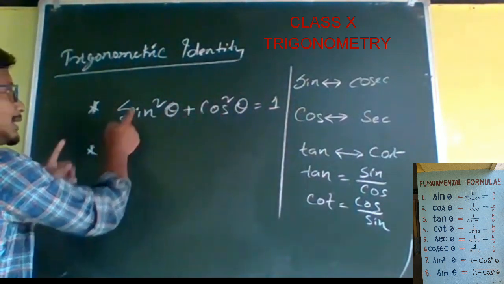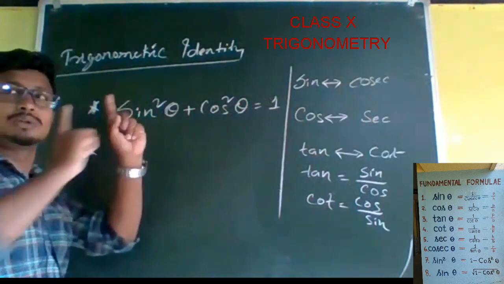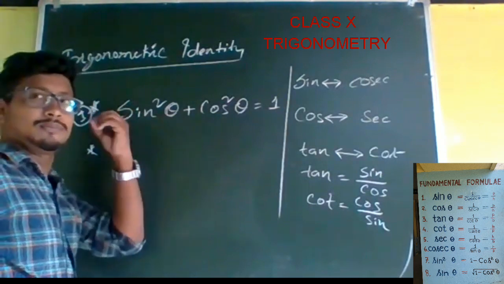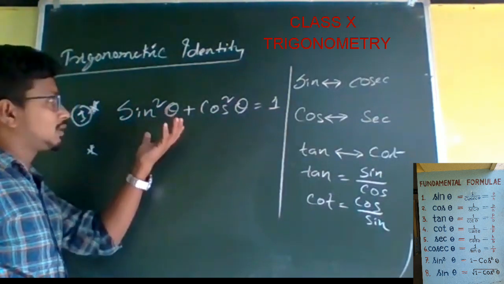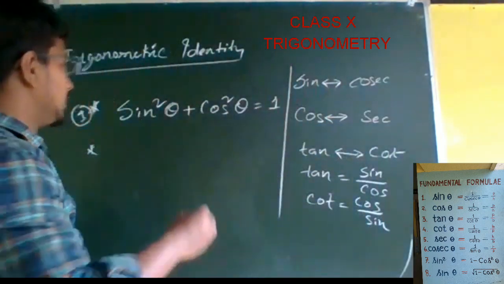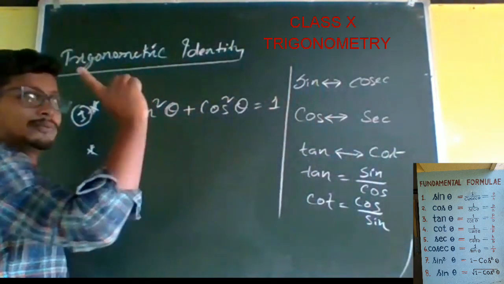So the first trick is what? We will divide all the terms. The first trick is to get the second identity. This is the first identity, because this is very easy for all of you to memorize. Looking at it, all of you know that sin square theta plus cos square theta is 1. It's very easy.